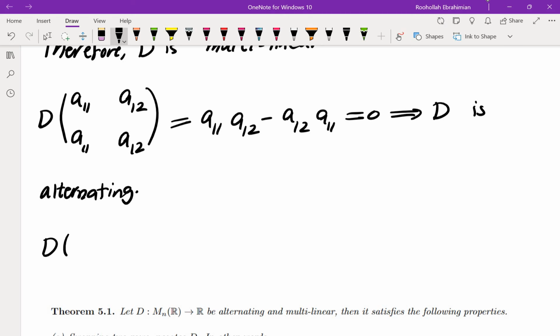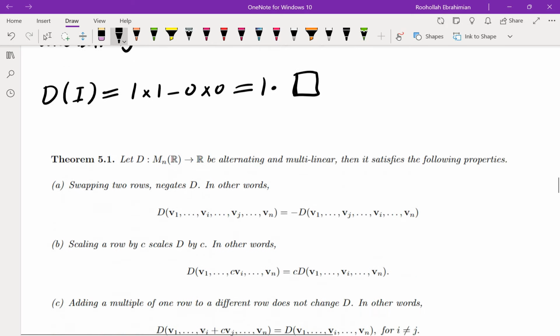Now let's look at D of the identity matrix. This would be 1 times 1 minus 0 times 0, which is 1. So therefore D does satisfy all of those conditions. So it is a function that satisfies those conditions, and it is the only function satisfying those conditions. Okay, so that is nice.